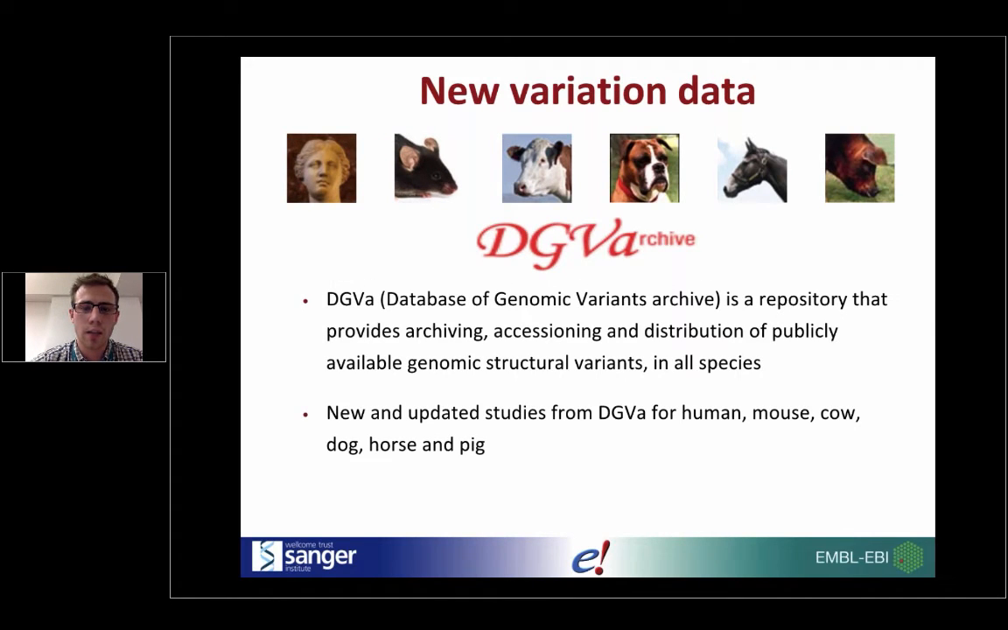As I said earlier, we have brought in variation data from the DGVA, which is a repository that provides archiving, accessioning, and distribution of publicly available genomic structural variants for all species. And we have new and updated studies from DGVA in Ensembl 83 for human, mouse, cow, horse, dog, and pig.